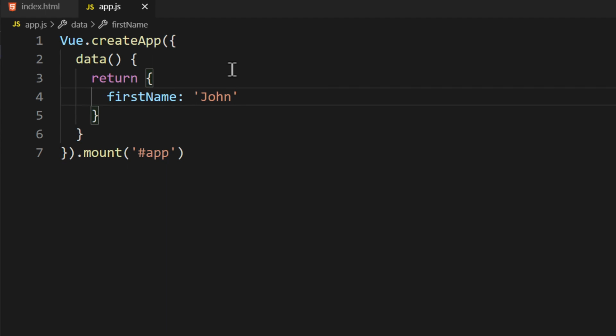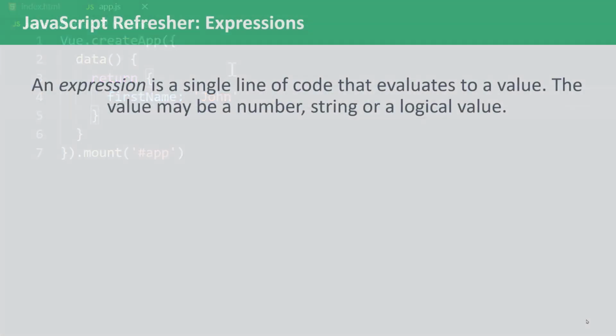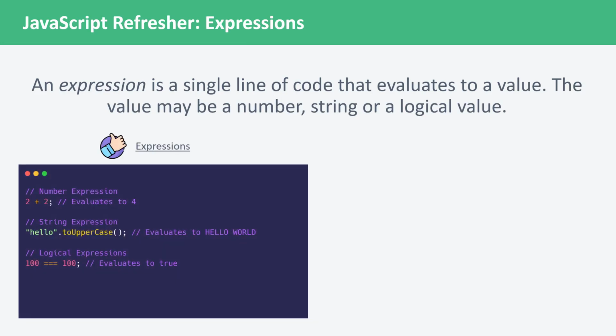We want to render the firstName property onto the document. We can do that by writing a JavaScript expression. Here's a quick refresher on expressions. A JavaScript expression is a single line of code that can be evaluated to a single value. The value can be a number, string, or logical value. There are all kinds of expressions. Here are some examples: arithmetic operations, basic string manipulation, and logical comparisons are considered expressions. All three examples will evaluate to a single value.